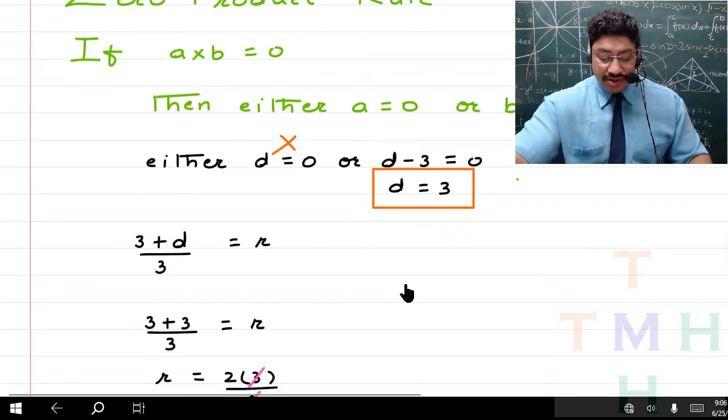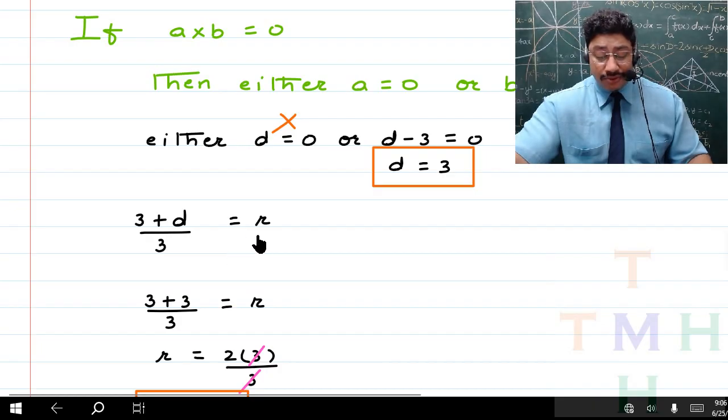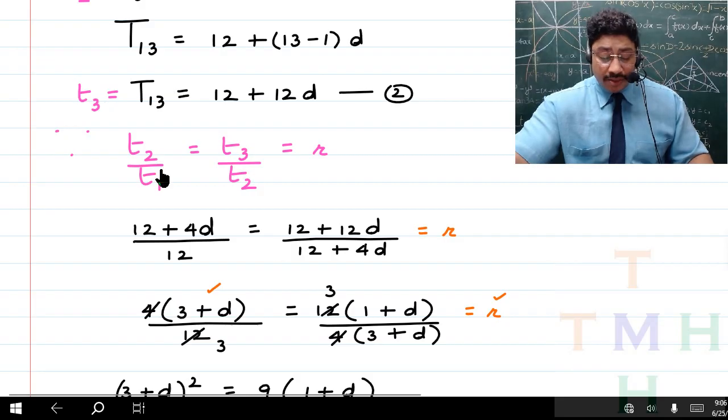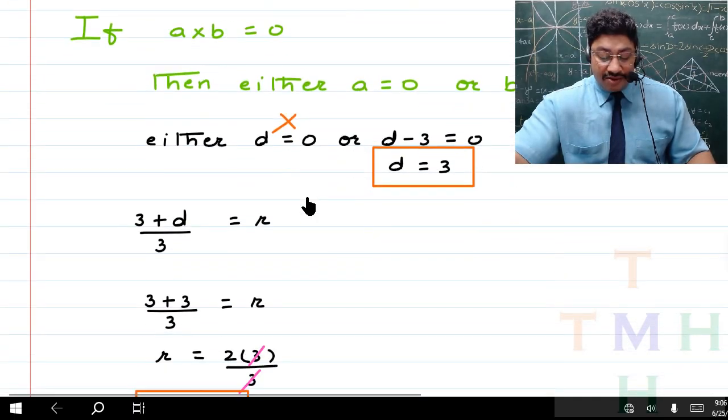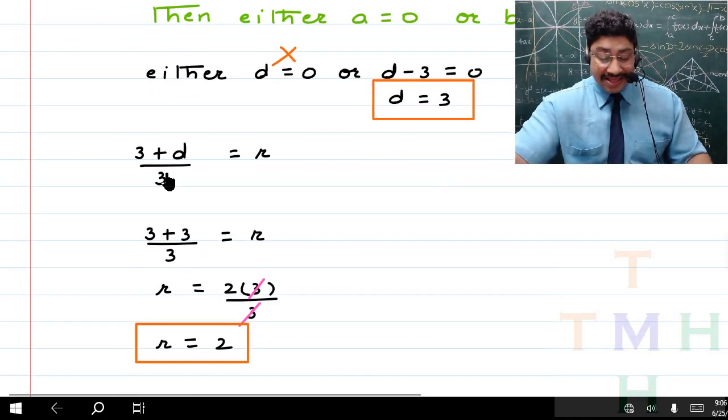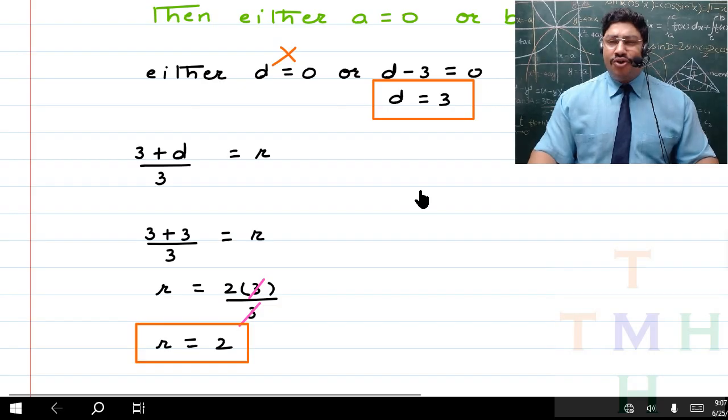Now when d is equal to 3, what we do next is we talk about the value of r, as we remember that T3 upon T2 is equal to T2 upon T1 is equal to r. Right? So keeping the value of d, we can just talk about the first ratio, which was simplest, that is (3 plus d) divided by 3 equal to r, right? So we keep the value of d to be 3, so 3 plus 3 becomes 6. 3 cancels 6 2 times, as such we have the common ratio to be equal to 2. So this is all that is there in the sum.